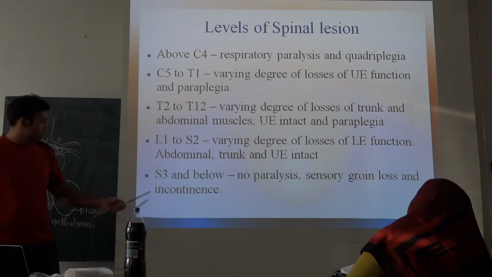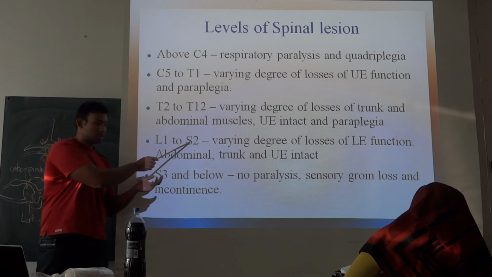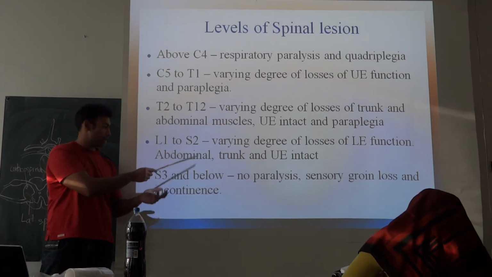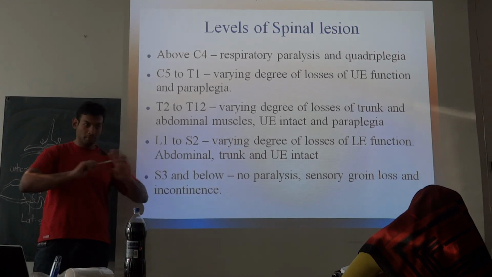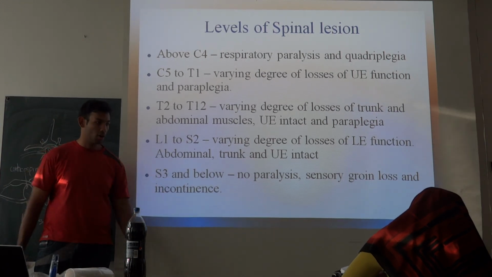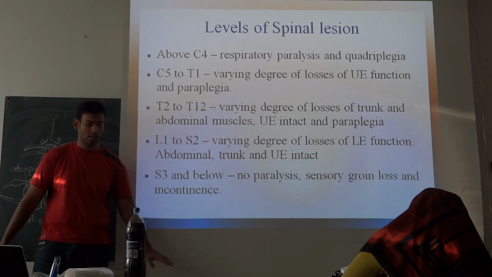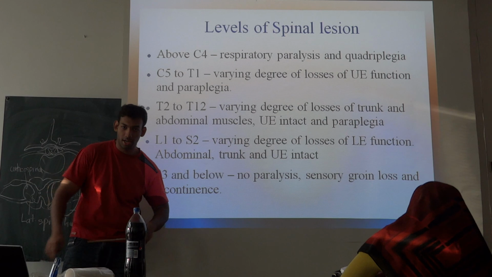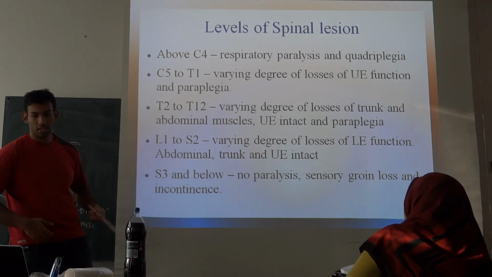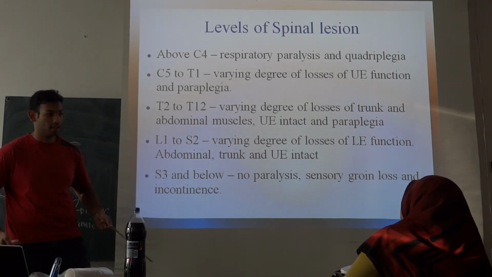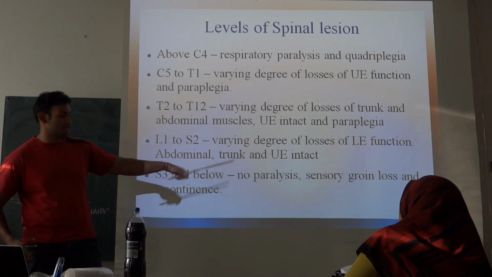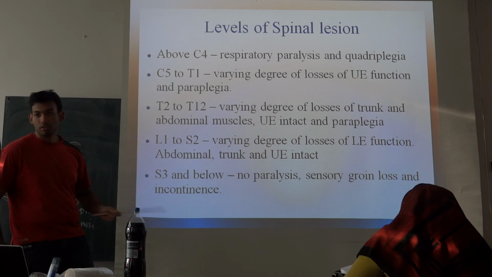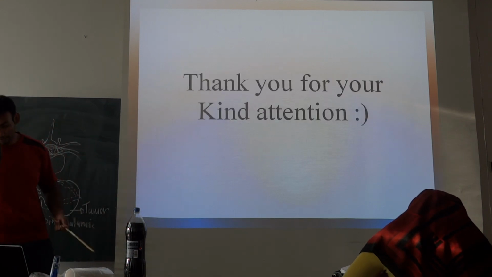And finally, S3 onwards. S2 is the last branch that gives you any motor supply. From S3 onwards, they will have no paralysis because all their motor nerves are intact. But S3 supplies your sensation in your groin area and your urinary function and things like that. So they might have a bit of incontinence and sensory loss, but all their muscles will function fine, because from there below there is no muscular function. Okay, that's it.